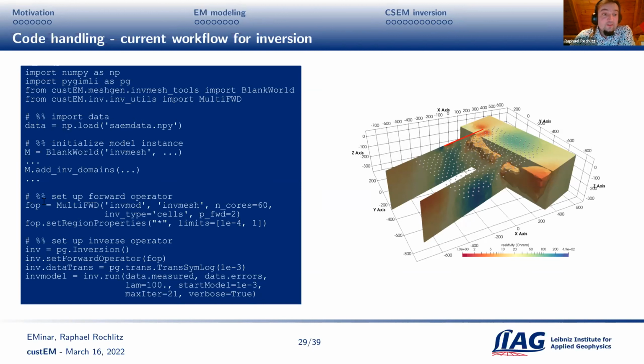And we provide this forward operator to the pyGIMLi inversion framework, where we can set a data transformation. In our case, this symlog transformation is reasonable for the EM data with log scales and different signs. And finally, we run our inversion with pyGIMLi. So this is how the code looks like at the moment.